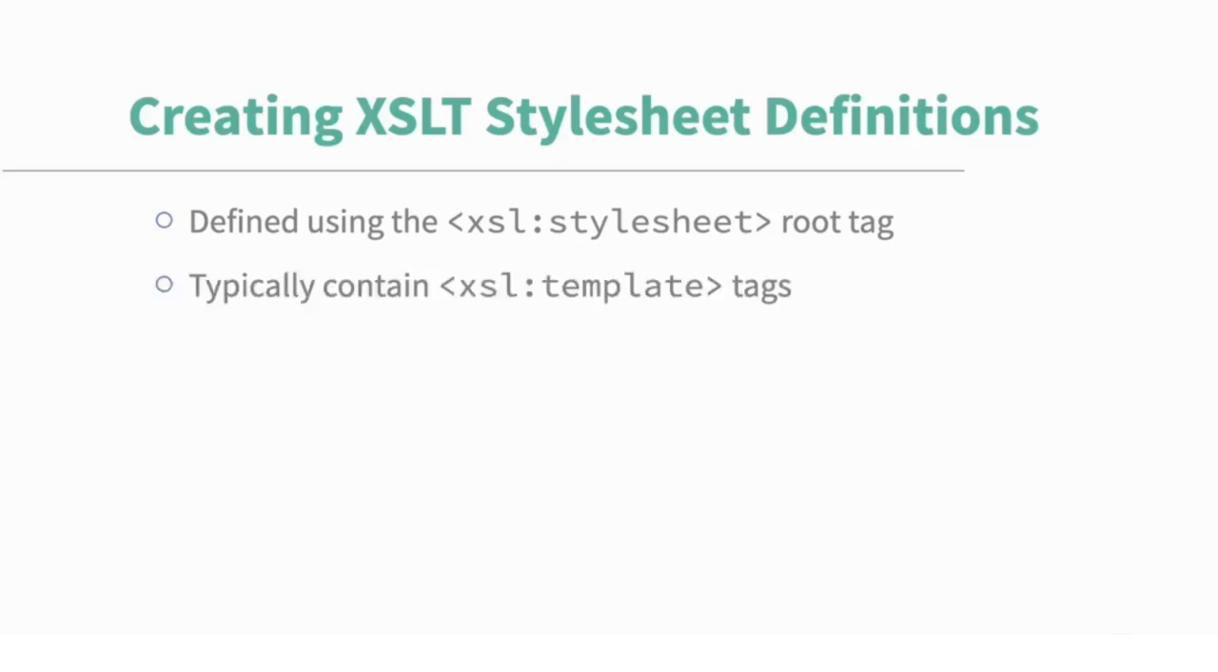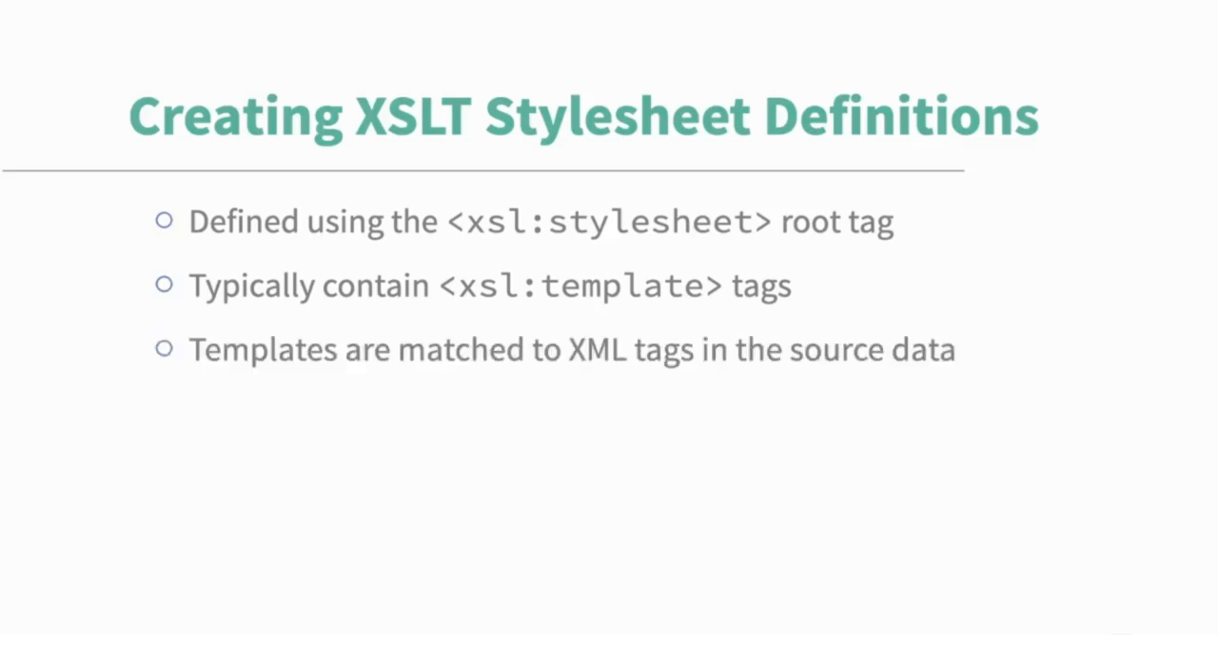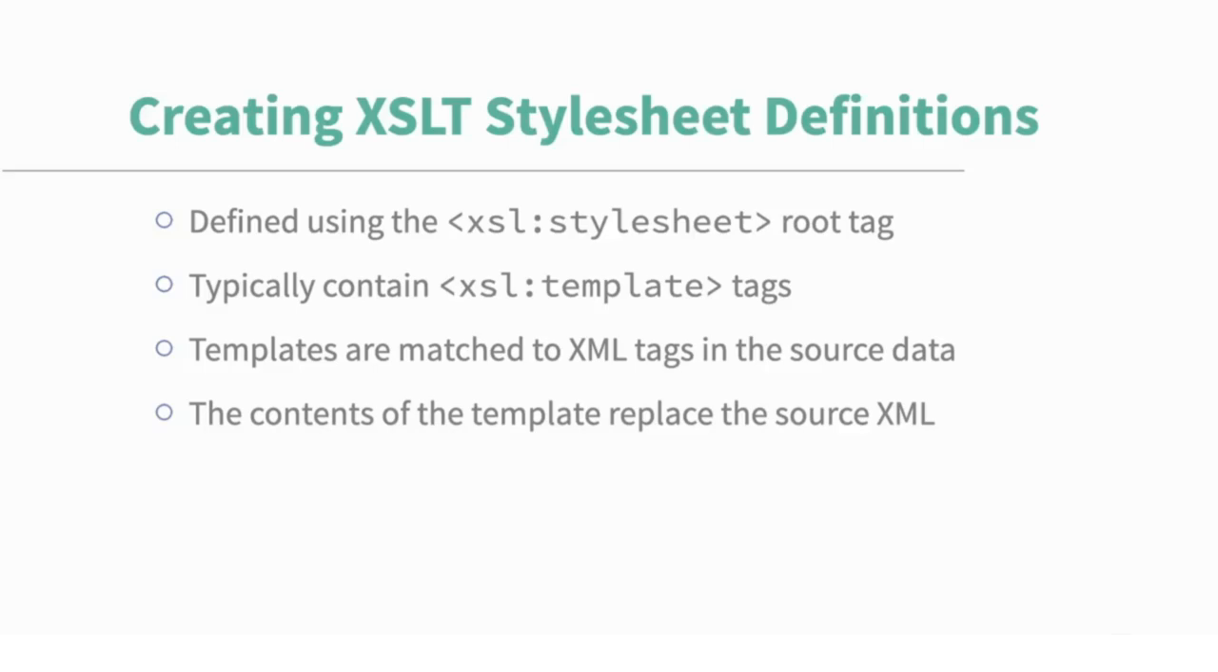They also typically contain one or more XSL template tags, which contain the definitions for the templates, and we'll see how that works in a little bit. Templates are then matched to XML tags in the source XML data. So given a source XML file, the template is applied against it. The template then figures out which of the XML elements in the source data that it applies to, and then the template goes and does its work. So usually, the contents of the template replace the source XML and transform it into whatever the output is.